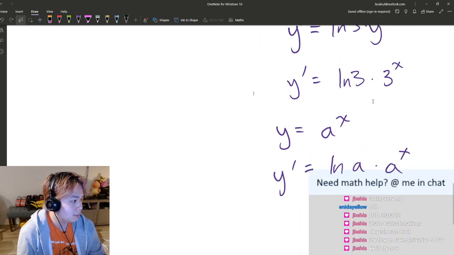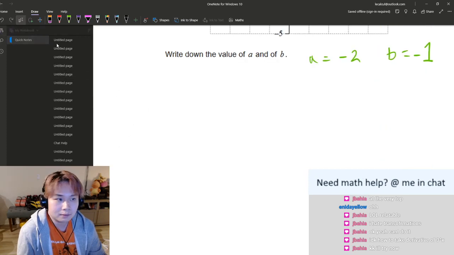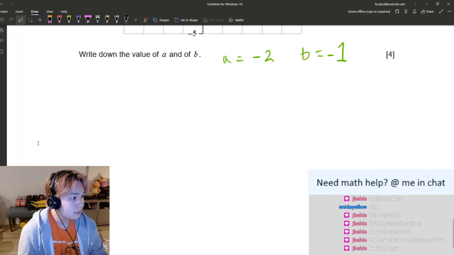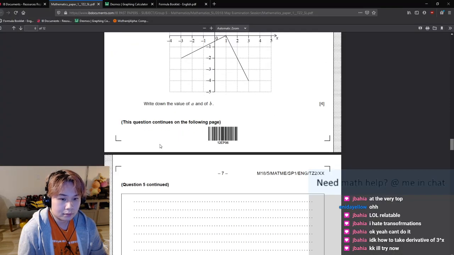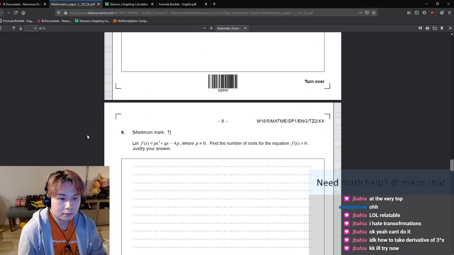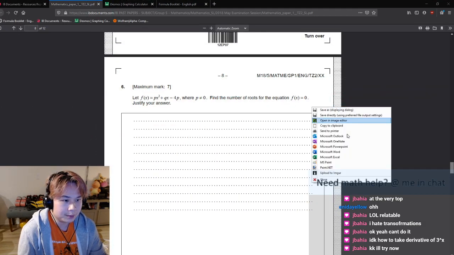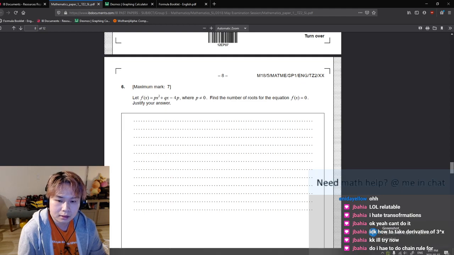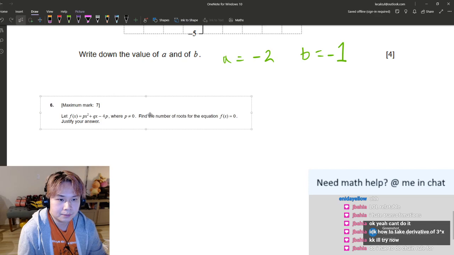And then you just product rule that stuff for the actual question. This doesn't really feel like a paper 2. I think I've only used the calculator once or twice so far.